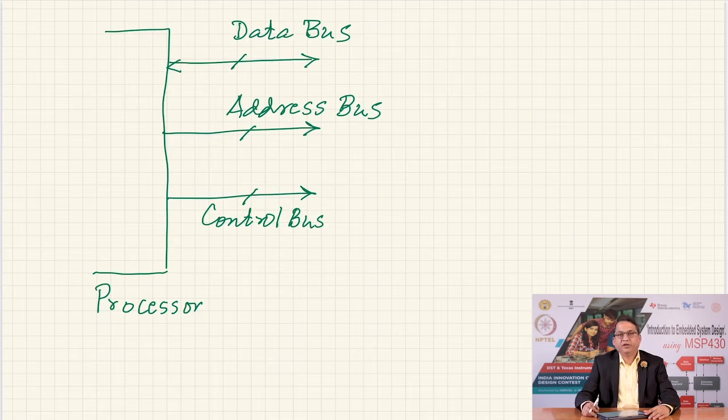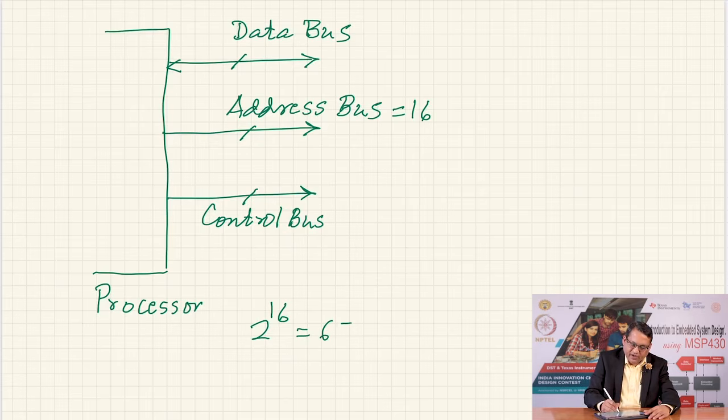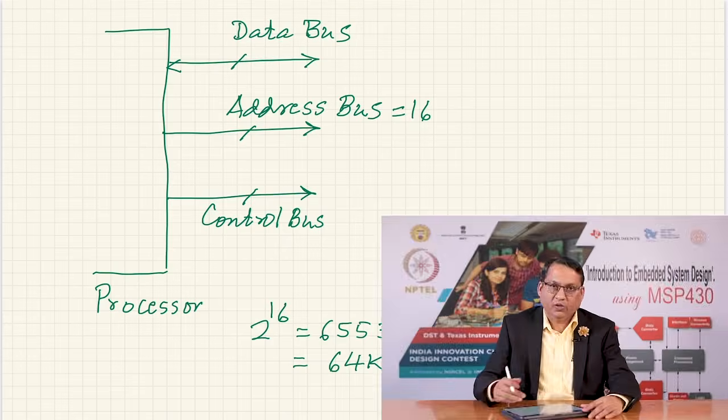Now, depending upon the number of address bits, address lines, let us say this has 16 address lines. That means this processor can uniquely address 2 raised to power 16 locations, and this is equal to 65536 locations and is commonly referred to as 64 kilobytes of memory. 64 kilo locations. Now, each location, how many bits can it store will depend on the width of the data bus. If it is 8, that means this processor can talk to 64 kilobytes of memory location.